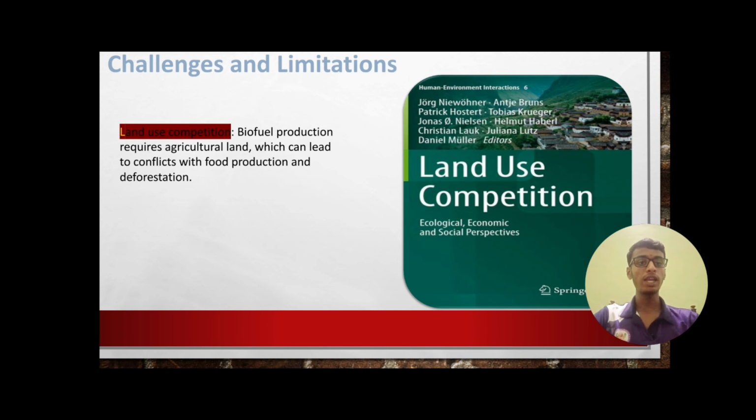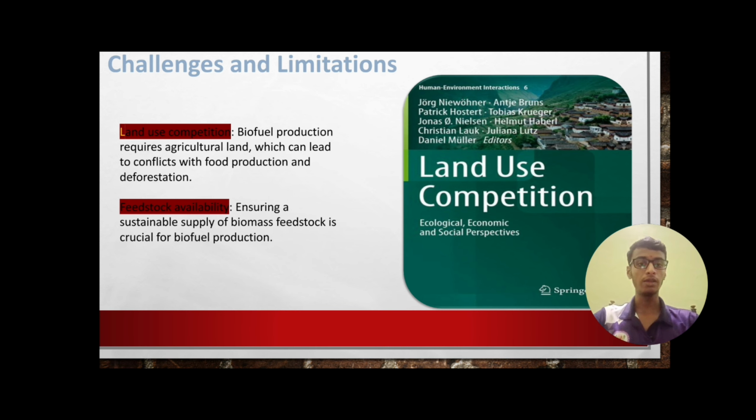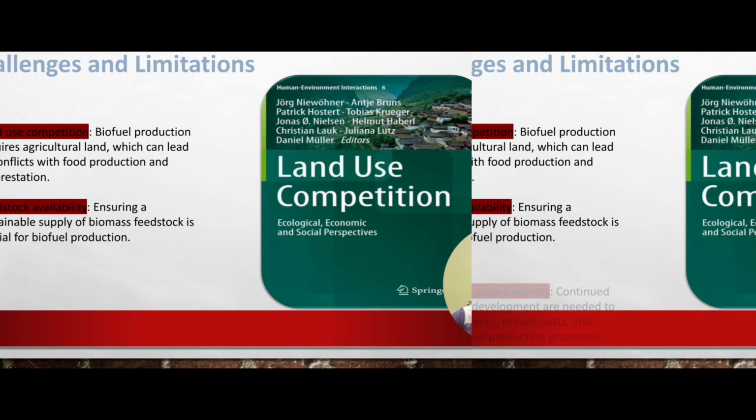The first challenge and limitation is land use competition. Biofuel production requires agricultural land, which can lead to conflict with food production and deforestation. The next is feedstock availability. Because so much of this land is required for biofuels, food production will decrease, and from this the feed will also decrease. Ensuring a sustainable supply of biomass feedstock is crucial for biofuel production.